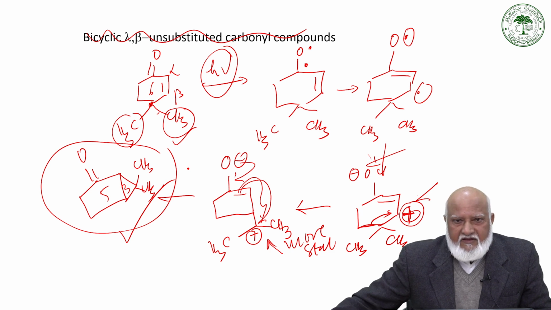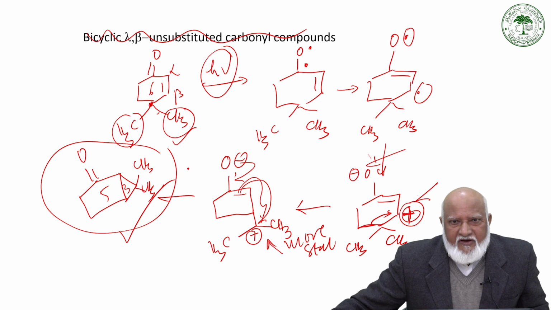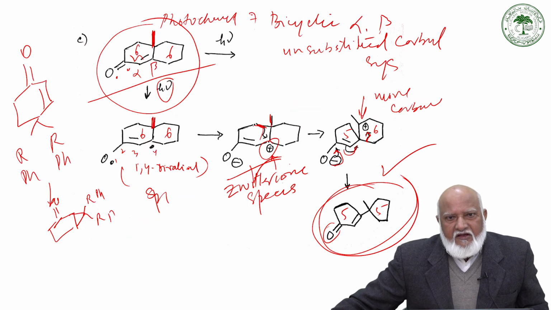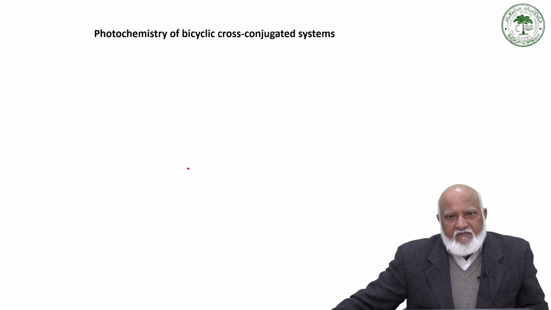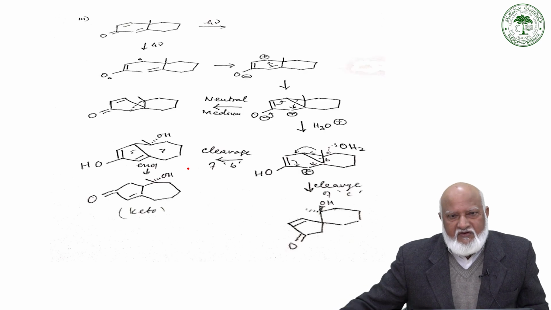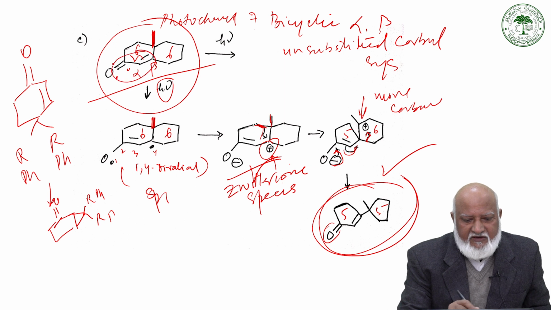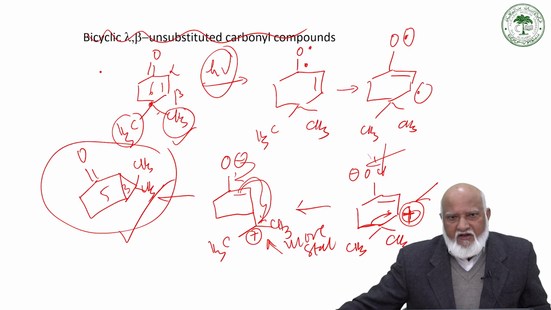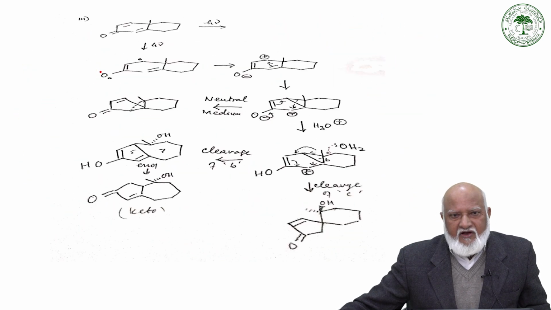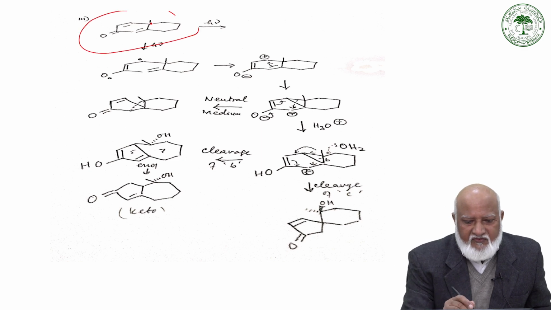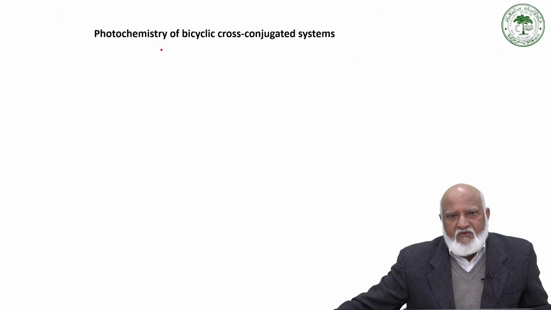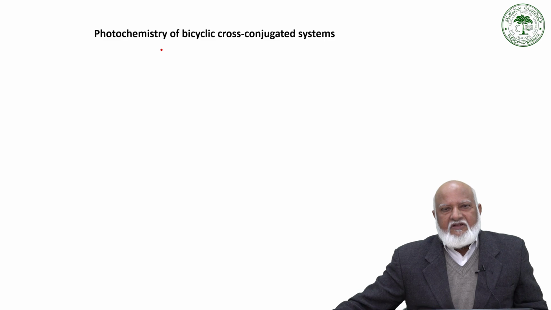So this rearrangement has been exploited by taking different examples, such as bicyclic cross conjugated systems. We have seen a bicyclic only with an alpha beta unsaturated ketone. Here people have also tried a bicyclic with the ring junction methyl group, cross conjugated. What rearrangement takes place in this particular case will continue in the next lecture. Thank you very much.